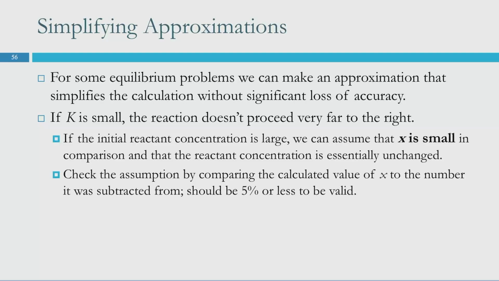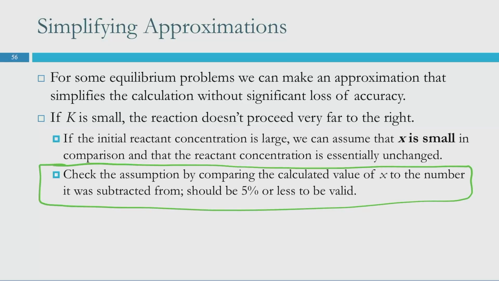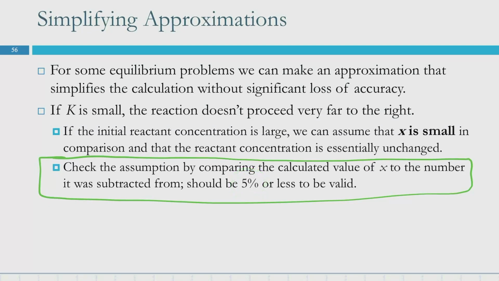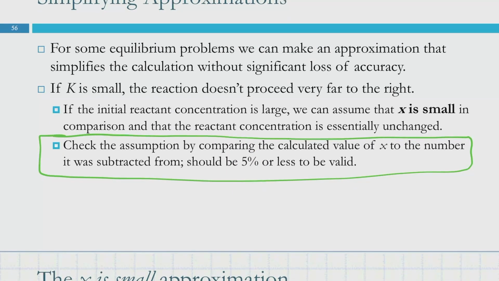If our initial reactant concentration is large, we can assume that x is small and just toss it out. To check that assumption, a good rule of thumb, the rule of thumb from the book, is comparing the calculated value of x to the number it was subtracted from. It should be 5% or less. So if our x number is 5% or less compared to our initial concentration, we can just toss it out, which is cool.